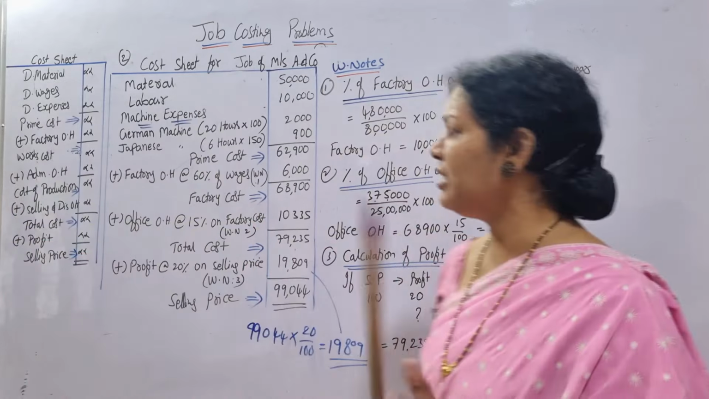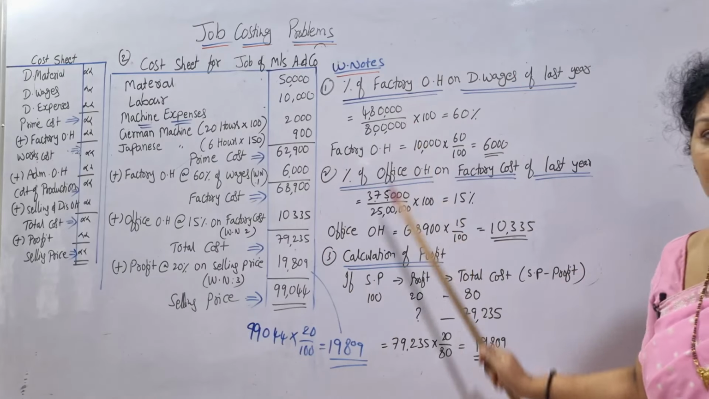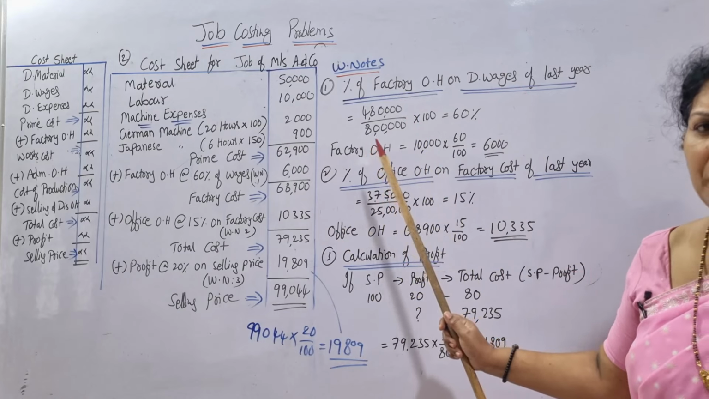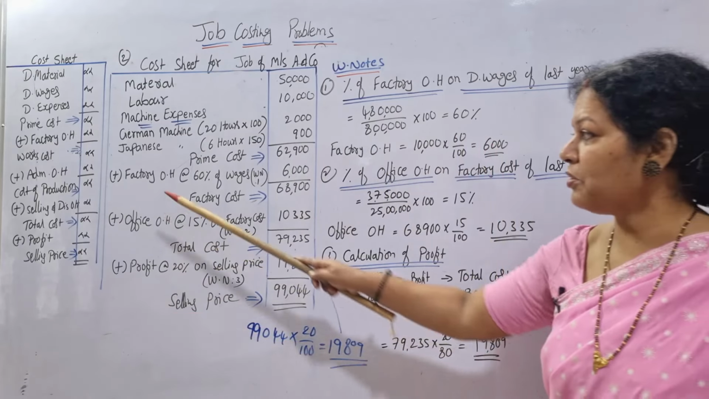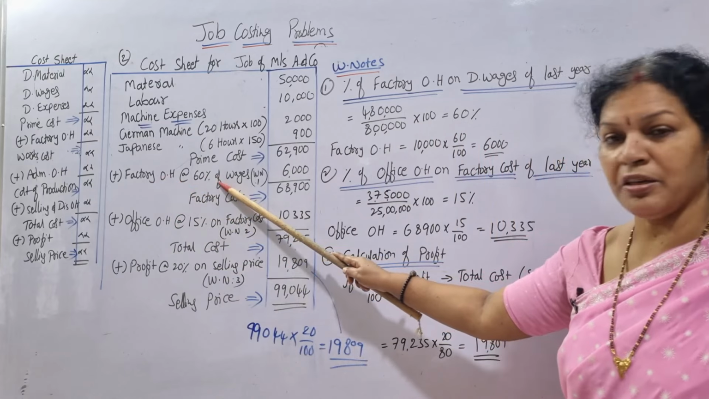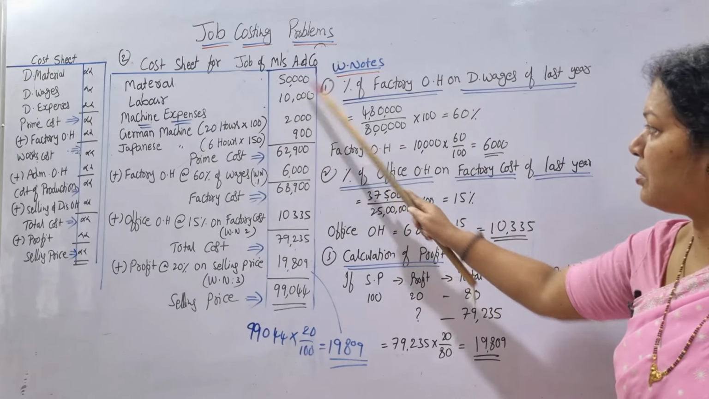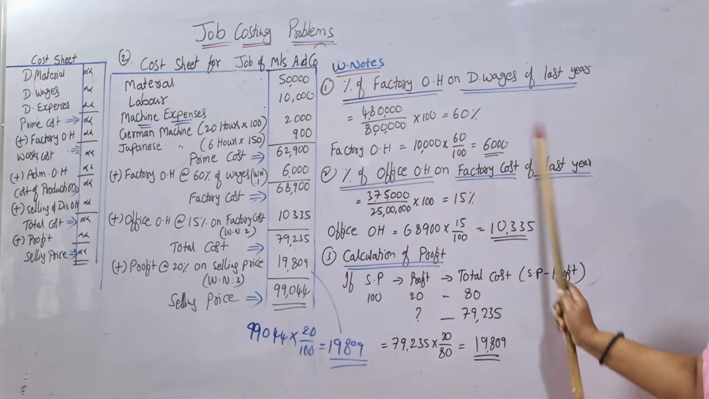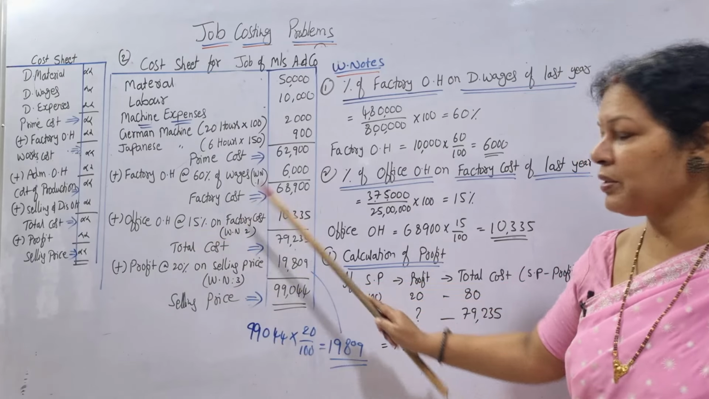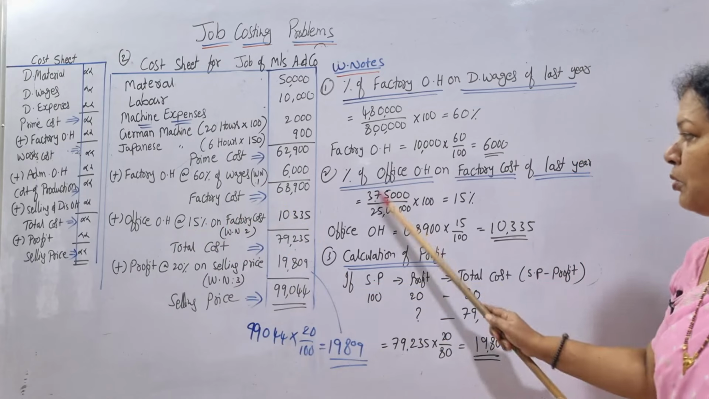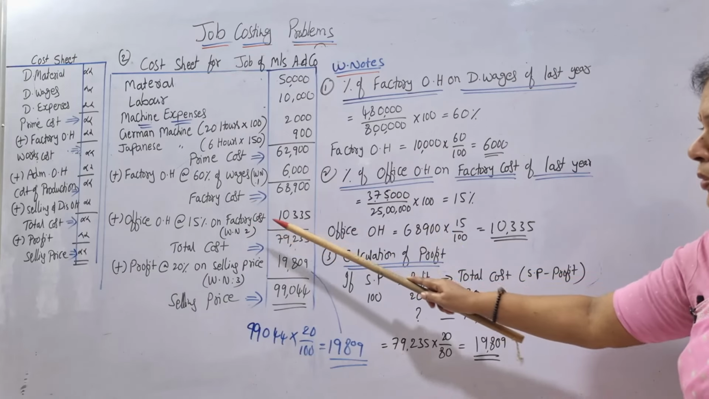The only thing is, in this problem you have to calculate percentages. First one, second one. How to calculate the percentage? They have given some amounts also. Once you get the percentage, as per the given instructions, you have done factory overheads at the rate of 60% on wages. How did you get 60% here? On wages. Wages here are 10,000, so 10,000 into 60%. You got this and you have written it. And the second calculation is office overheads at the rate of 15% on factory cost.